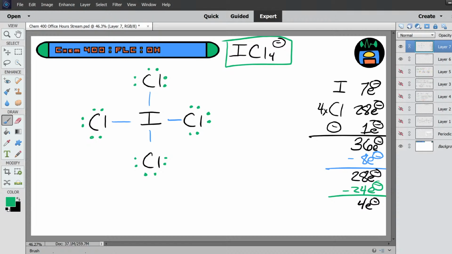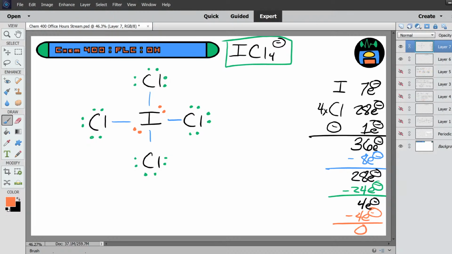Now we have 4 more electrons to place. Iodine can break the octet rule, so we're going to give those electrons to iodine.